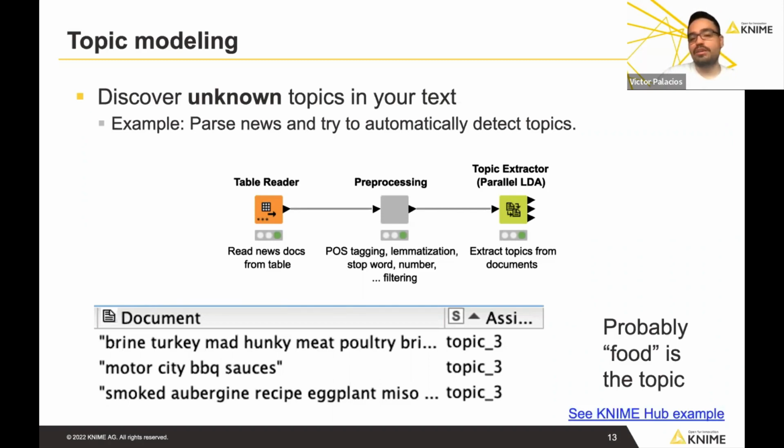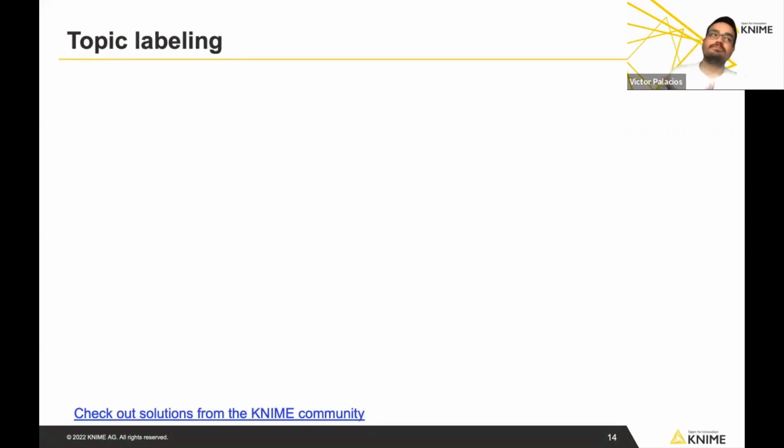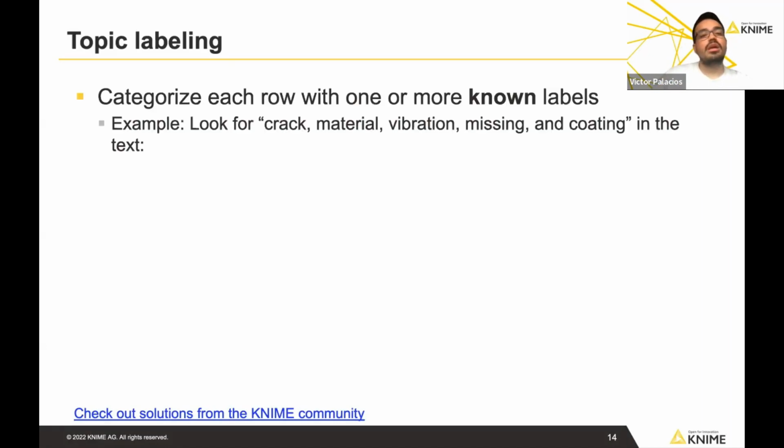And you can see examples for how to do this on the KNIME Hub as well. And it's very, very neat, and I've seen it used quite often. Now, the opposite case, though, is topic labeling. In topic labeling, I'm trying to categorize each row or each PDF with known labels. So let's say I'm an engineer, and I have 1,000 PDFs, and these PDFs are reports of the most common issues that happened. So I already know ahead of time that I'm going to be looking at reports that talk about cracks or material or vibration or missing or coding problems.